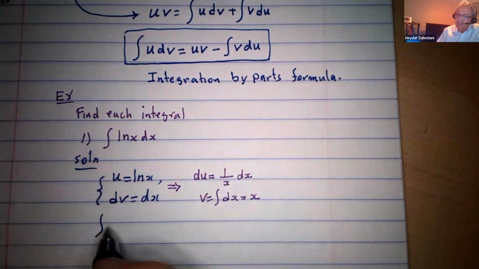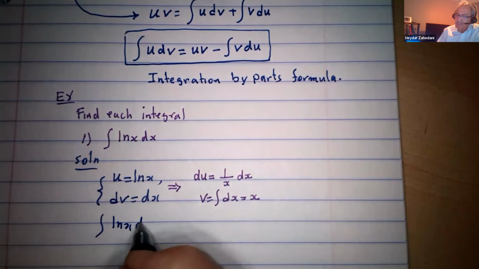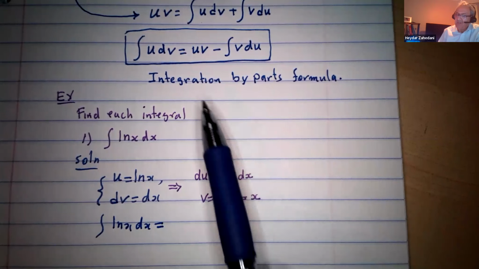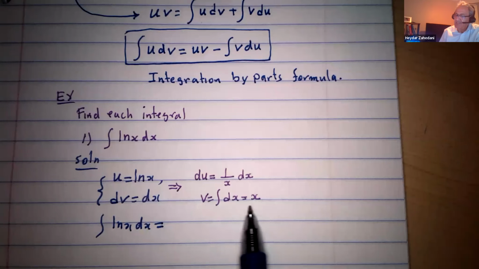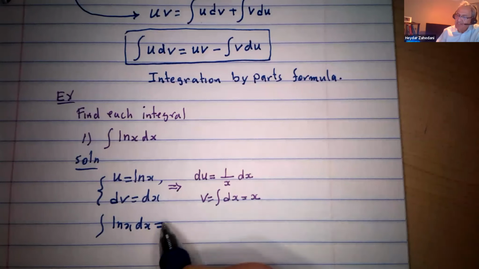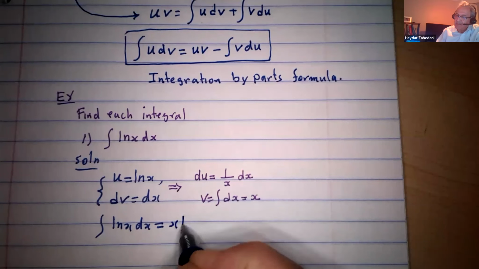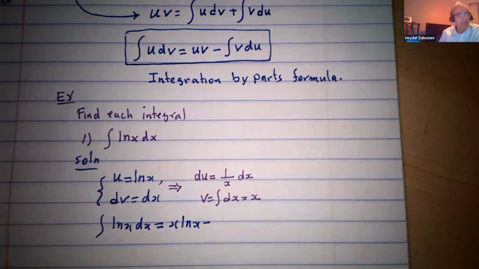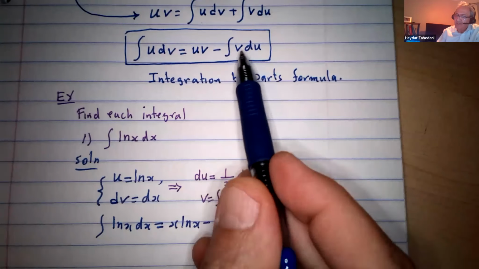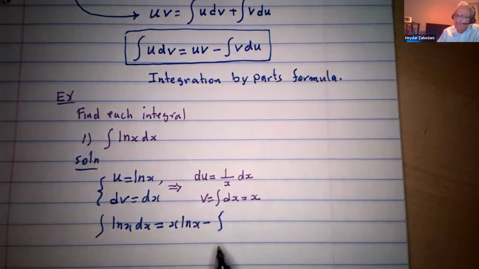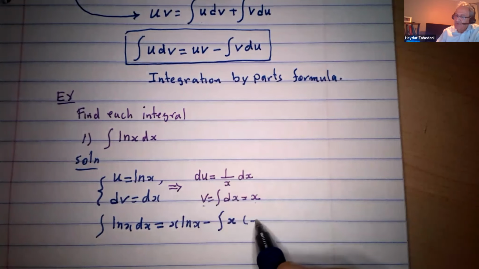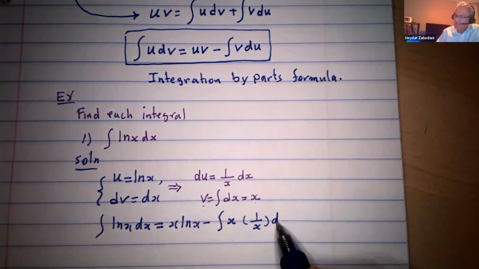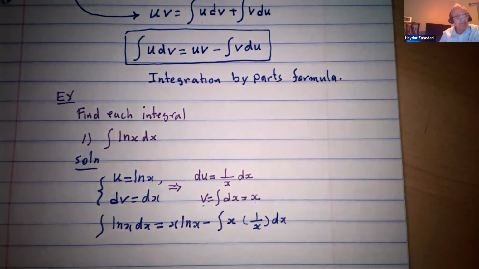You see, you substitute, what is going to be the case? The original integral of ln x dx is equal to uv. U is ln x, v is x. So it's going to be x ln x minus the integral of v du. V is x times du. Du is what? It's 1 over x dx. That's it.